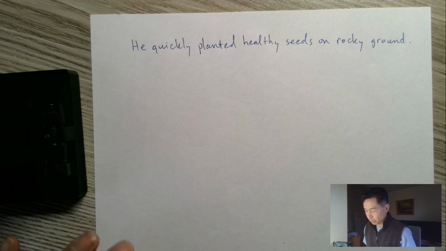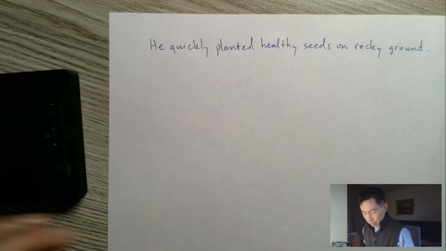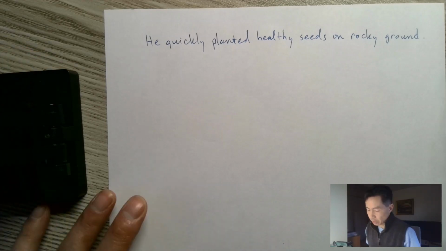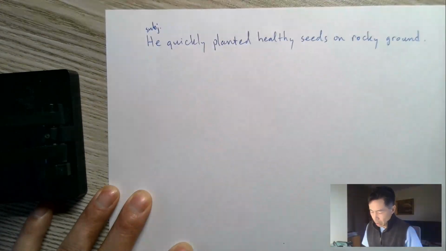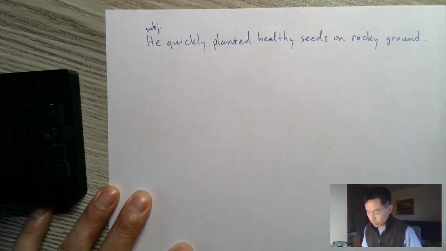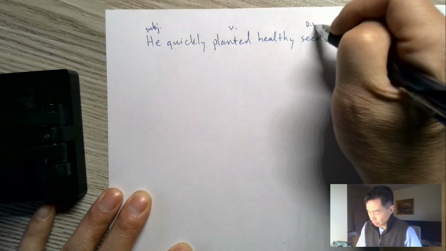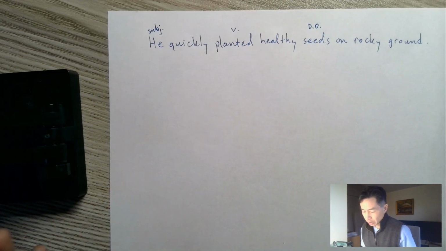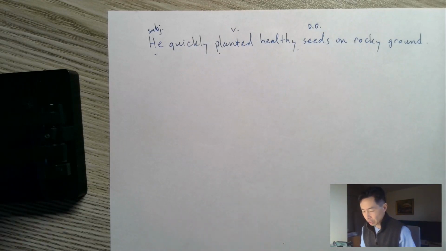So before we diagram the sentence, let's make sure we know what function each word, what the purpose of each word is, because every word in a sentence has a purpose. So we've got our subject here, and we'll start with the more basic words. So subject, verb, and our direct object, our DO. Okay, so this could be a valid sentence if I just used those three words. He planted seeds. And we already know how to diagram he planted seeds.